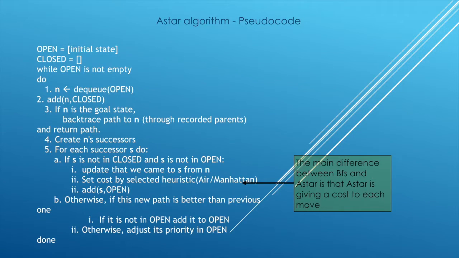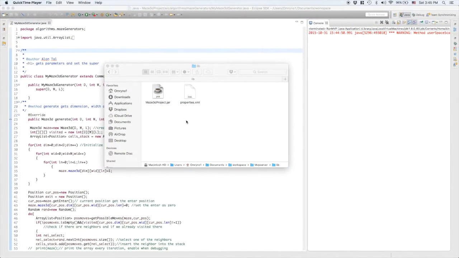In the A-star algorithm, the main difference between BFS and A-star is that A-star is given a cost for each move, and because for each state there is a different cost, we can reach the goal state in a much more efficient way. In the server app folder, there is no file of mazes that has been generated.